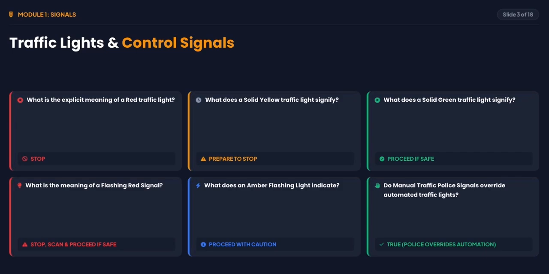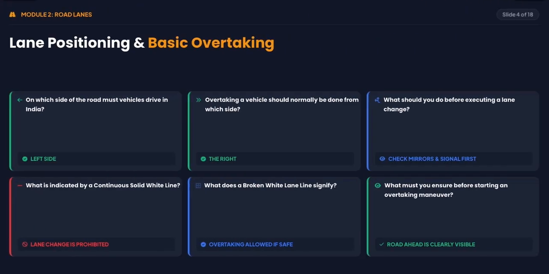What does an amber flashing light indicate? Proceed with caution. Do manual traffic police signals override automated traffic lights? True. Police overrides automation. Module 2: Lane Positioning and Basic Overtaking.